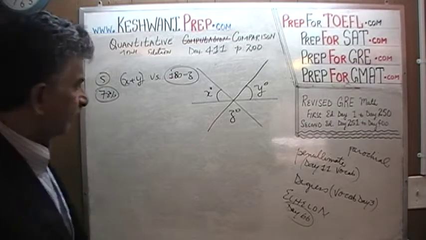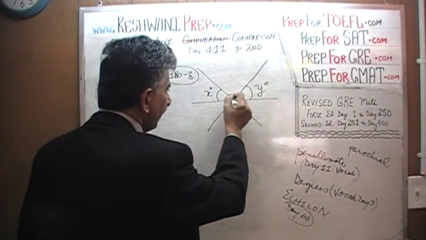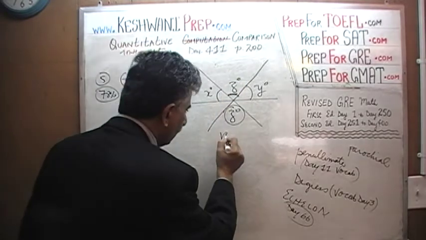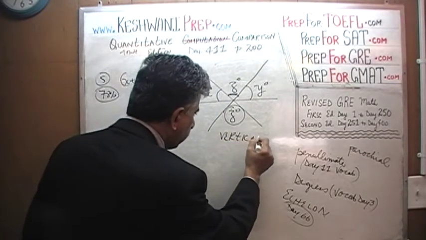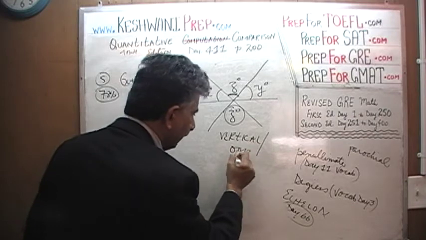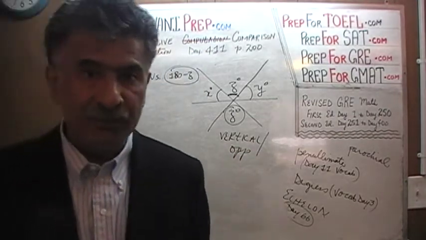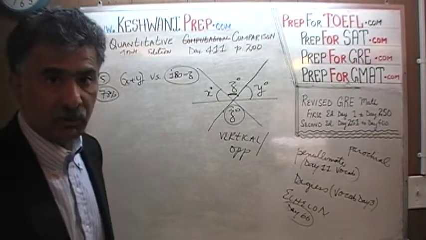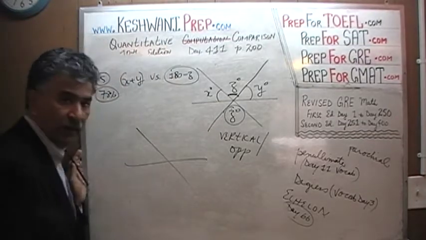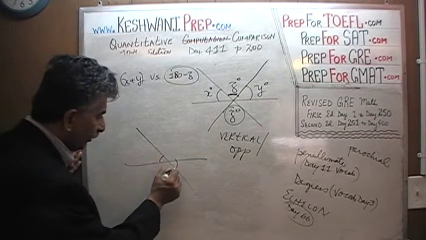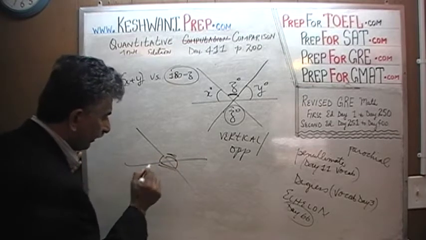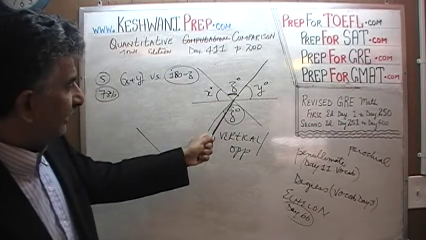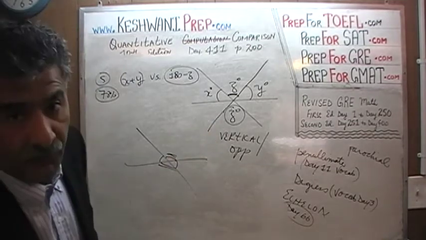What we need to understand is that if this is z degrees, then this angle right here also has to be z degrees. These are called vertical angles. Sometimes they're referred to as opposite angles, but the proper terminology is vertical angles, and vertical angles are always equal. When two lines intersect, this angle is going to equal this angle, and that angle is going to equal that angle. The opposite angles are always equal. So if this is z, then this would have to be z. Are you with me so far?